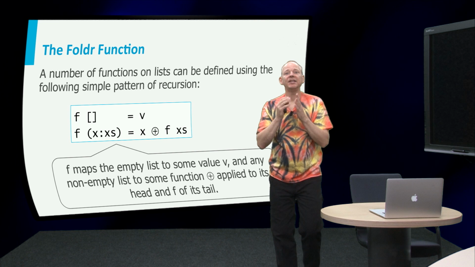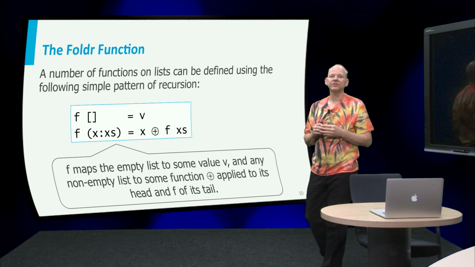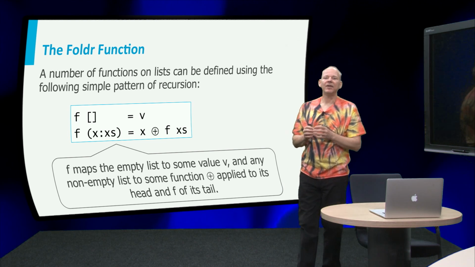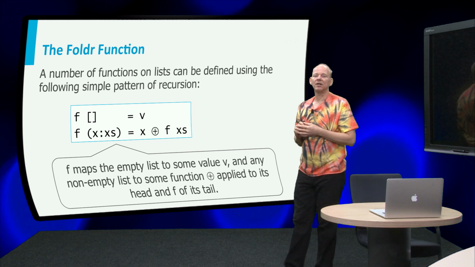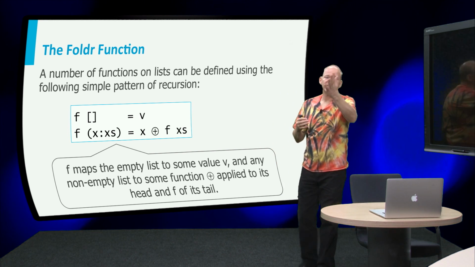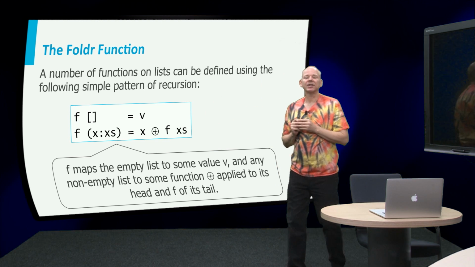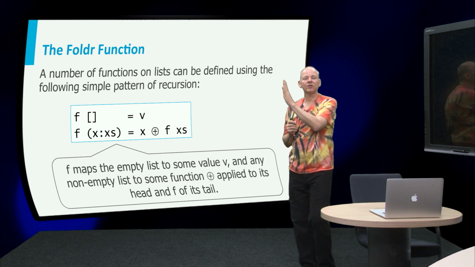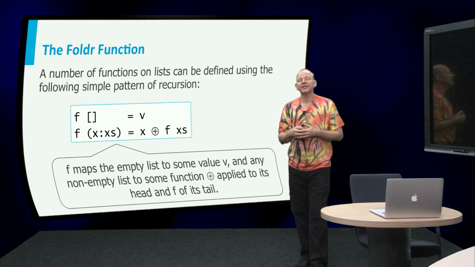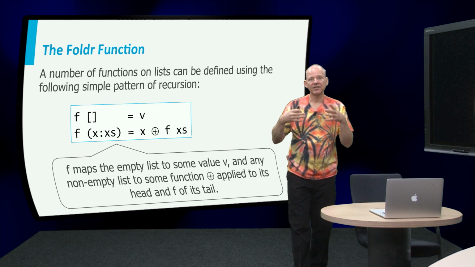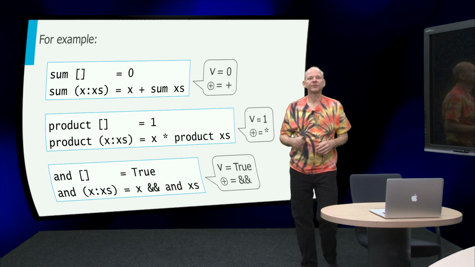So f maps the empty list to some value v, and it maps the non-empty list to some function plus, and applies that function plus to the head of the list, x, and to the recursive call of the function to its tail. So in some sense, you can see what this function f does is it traverses the list and replaces the empty list with v, and it replaces every occurrence of cons with plus. So it retains the structure. So another way to say this is that f is a homomorphism over lists. It respects the structure of the list. And that's kind of what we're after here.